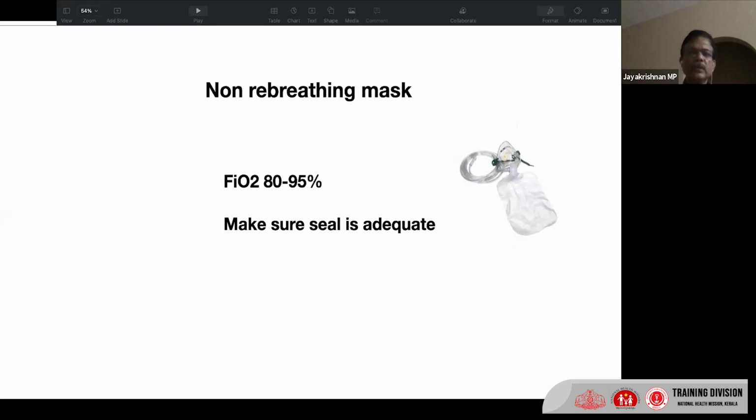And next one is the non-rebreathing mask. All of us know about this. We routinely use it in all the centers now. FiO2 is to the tune of 80 to 95%. There's a reservoir, and there is a valve that will allow oxygen to flow from the reservoir into the mask, whereas the expired air will not go into the reservoir. Another valve on the mask itself will allow the expired air from the baby to go out, whereas the room air will not enter. And it is very important that you have a good seal of the mask to keep the FiO2 at 80 to 95%.